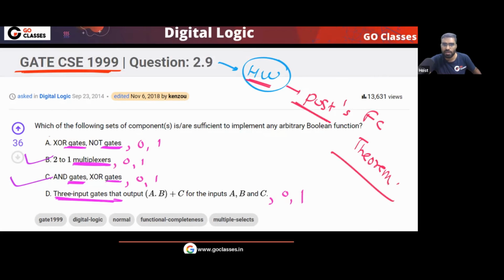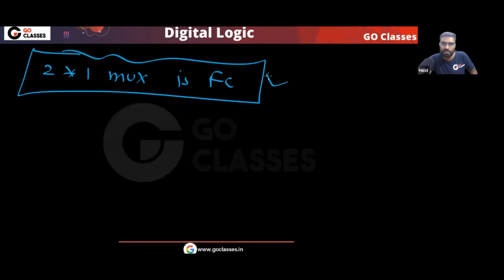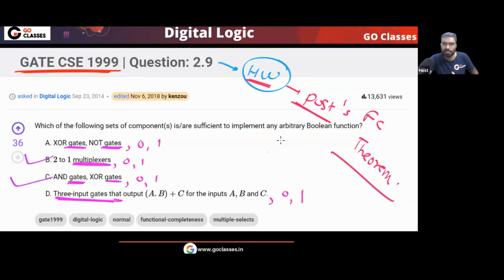Is this clear? So remember, whenever you have digital circuits, the 0, 1 signals are available to us. So this 2 by 1 multiplexer is functionally complete. Why? Because 0, 1 signals are by default available to us. Is this clear? Please tell me.